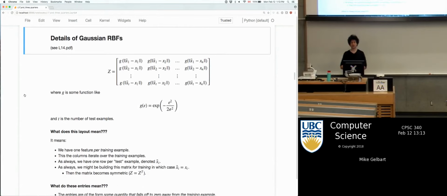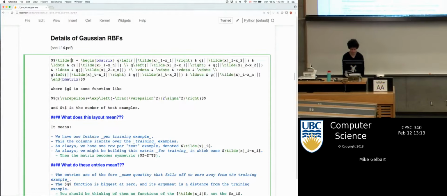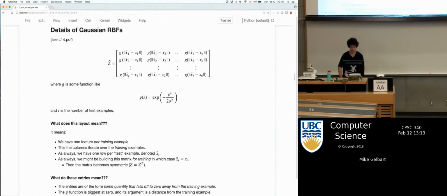Next part, Gaussian RBFs. Yet another thing that I wanted to go into detail on, but didn't have time because I had to rush through in class. So I produced this Z matrix for you. It's the same one as from the slides in class, I hope, unless I mess something up. But I wrote it a little differently: I wrote the tildes on top of the x's to emphasize the test point. So I wrote the test matrix, and I guess I could put tilde z to just be very clear about that.